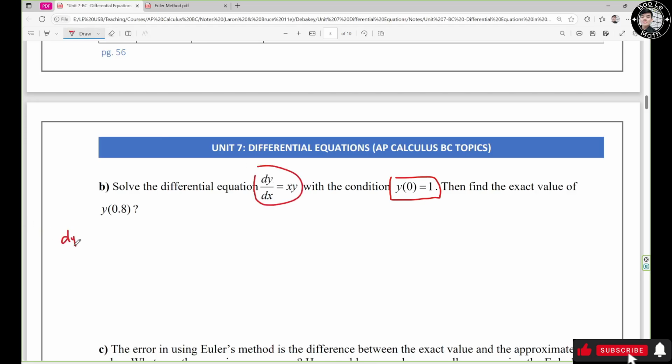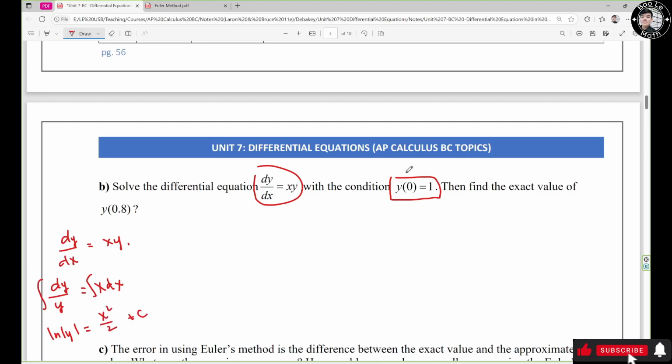Now, from this equation, I'm going to copy over here. So I have dy over ds equals s times y. Now, I need to separate these variables by dividing both sides by y and multiplying both sides by ds. So it's going to be dy over y equals s ds. Then I'm going to take the antiderivative of both sides. So it's going to be natural log of absolute value of y equals s squared over 2 plus c.